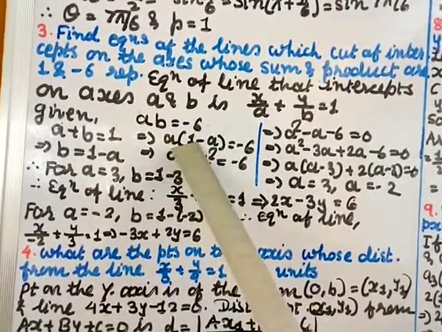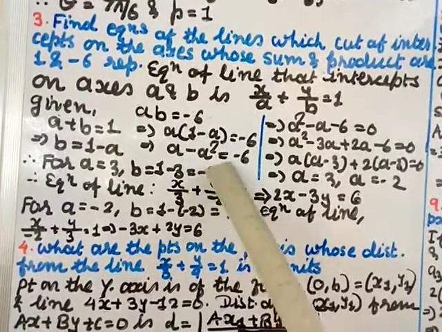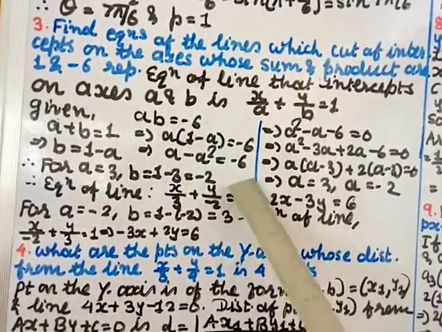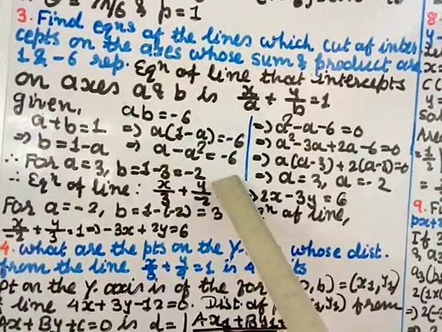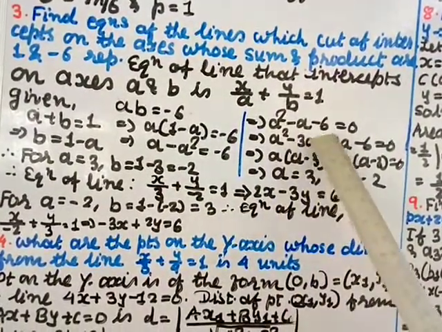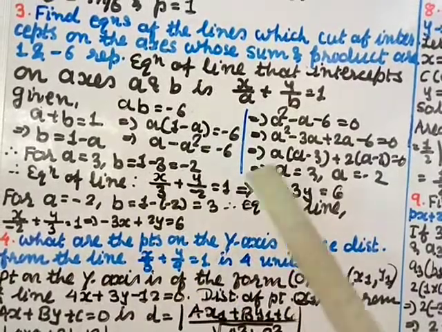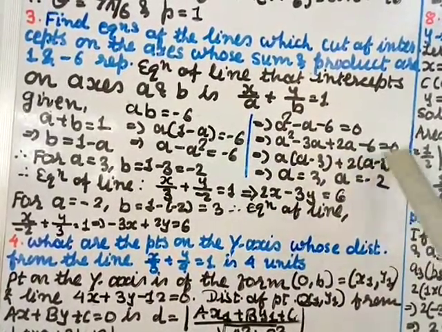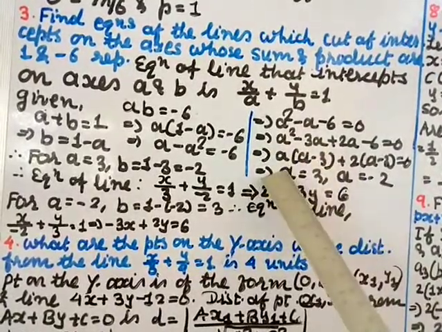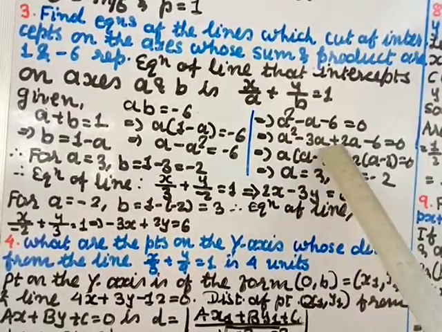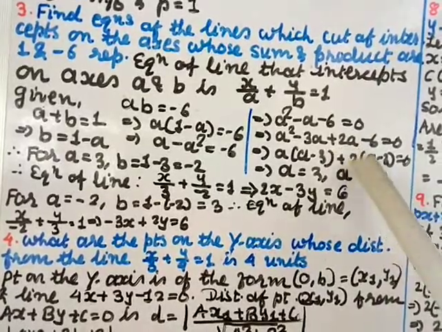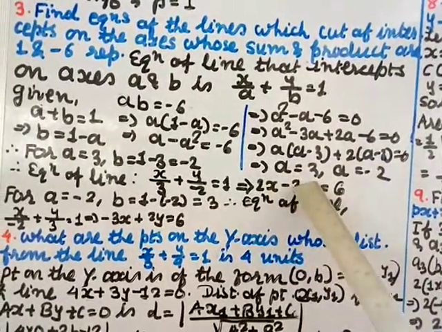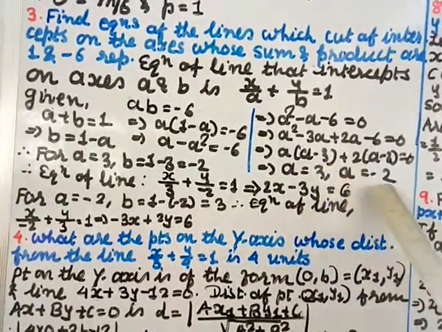Multiply a inside: a into 1 is a, minus a square equal to minus 6. This a square should be positive, so I transfer it over here, and a also I transfer to this side. So this gives you a square minus a minus 6 equal to 0. Split the middle term: a square minus 3a plus 2a minus 6 equal to 0. From here take a common, a minus 3 remains, plus take 2 common, a minus 3 equal to 0. So from a minus 3, the value of a is 3, and from a plus 2, the value of a is minus 2.